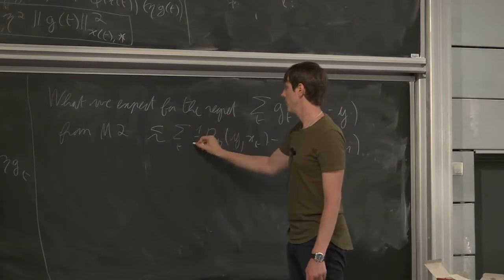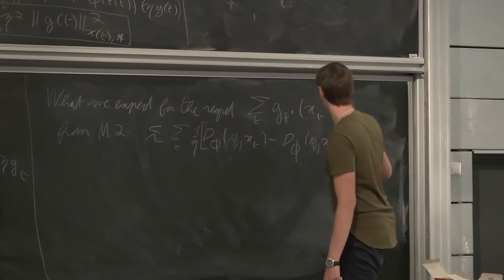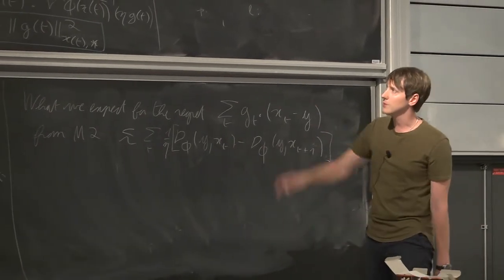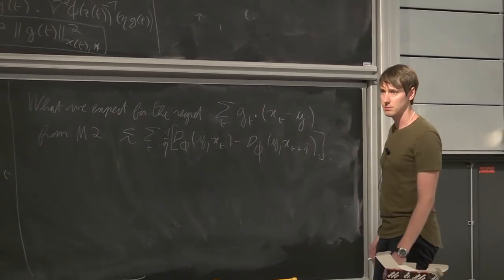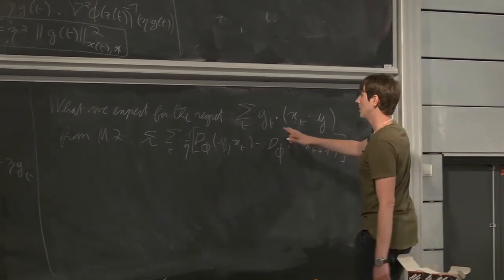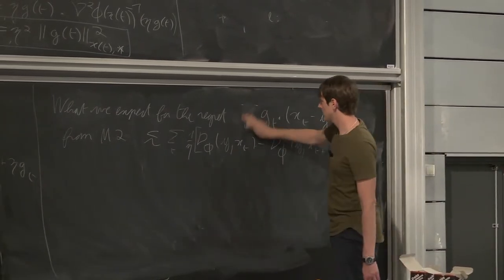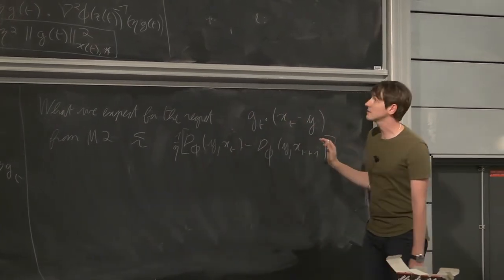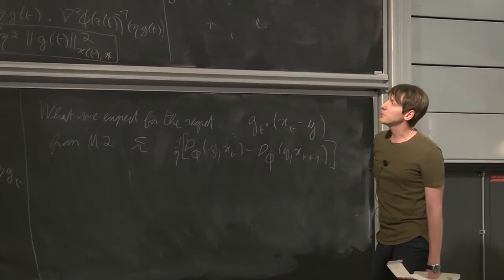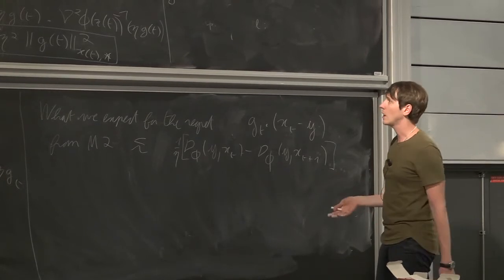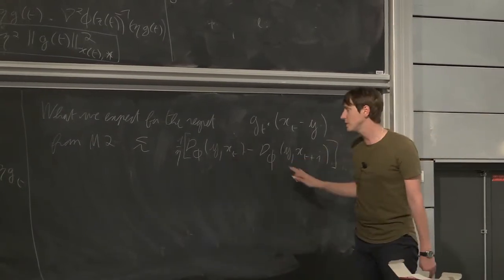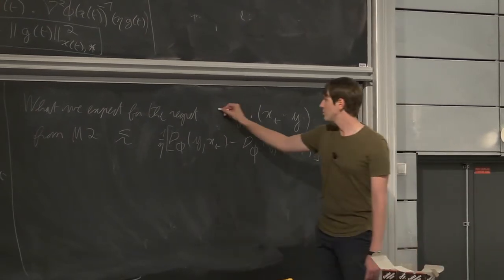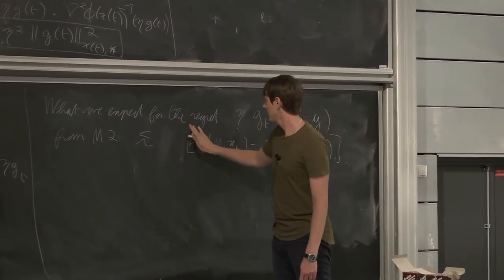Okay, let's say with a 1 over eta. This is a term which corresponds to the time derivative of d phi y xt. So maybe let's remove the sum just to clarify. So this term gt dot xt minus y, if we take inspiration from M2, which was a continuous time version, it should be related to this drop in Bregman divergence. Maybe let's put the eta here.